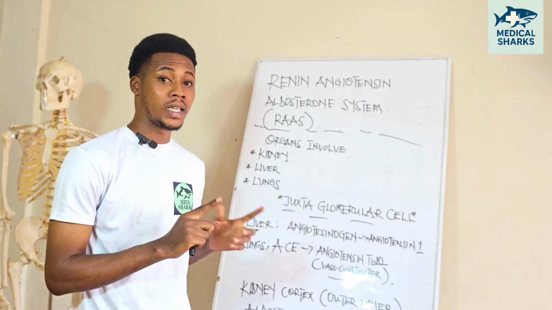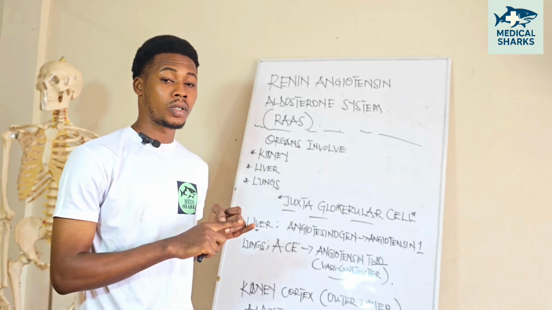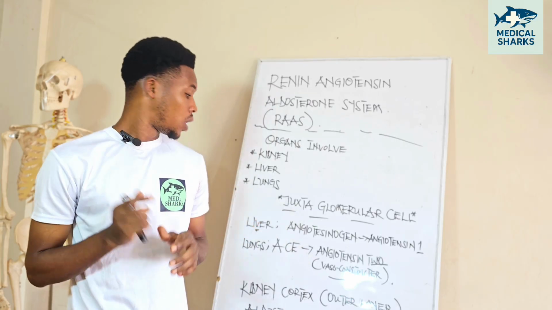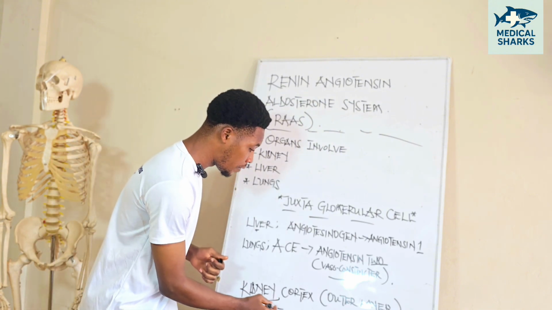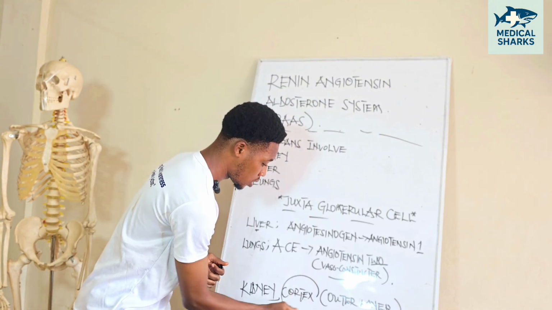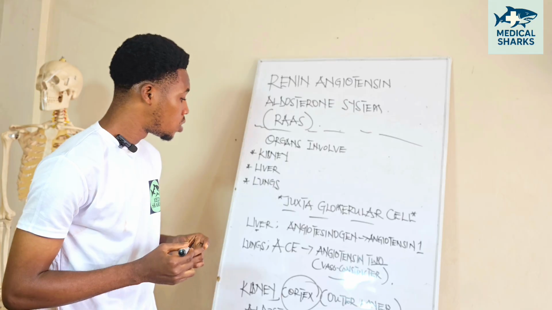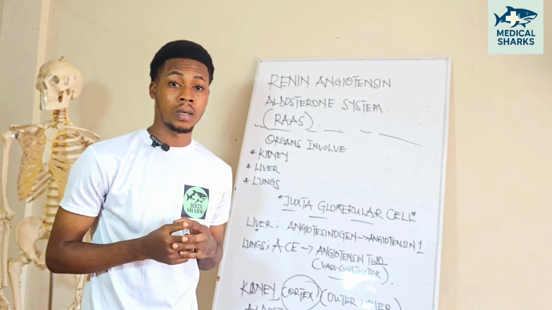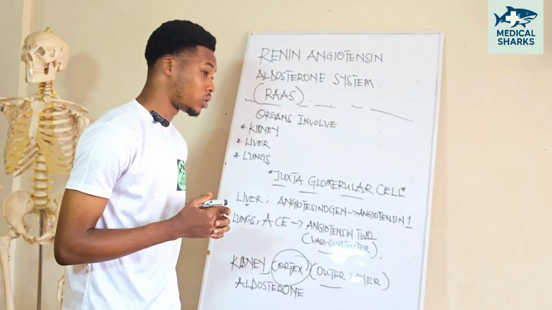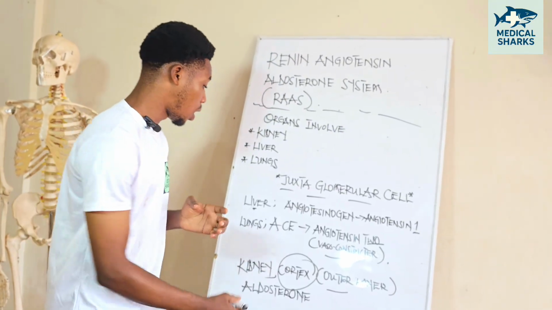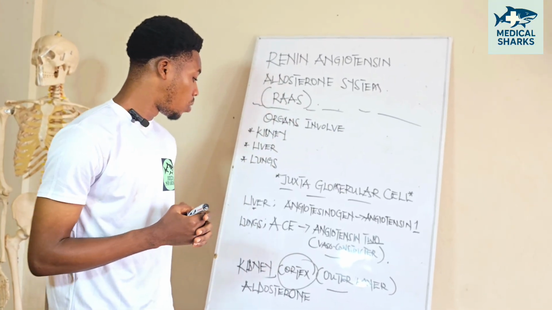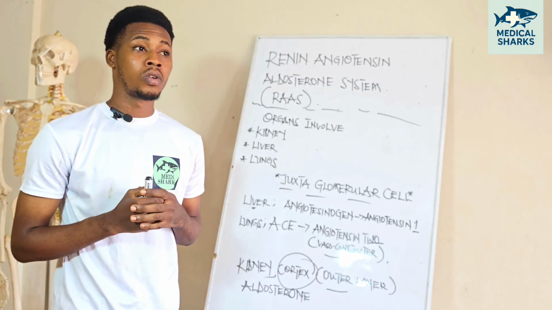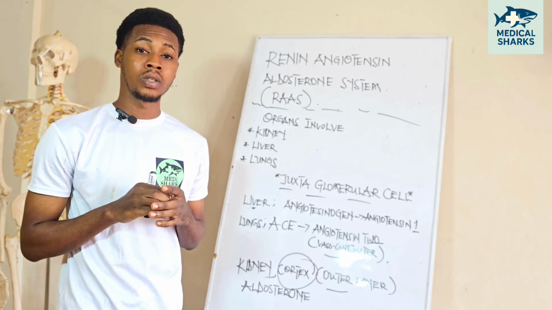Also, it does not end there. The vasoconstrictor, which is angiotensin 2, also works on the kidney. At the kidney level, we have the outer layer known as the cortex, as you can see right here. The cortex contains a hormone known as aldosterone. This hormone signals for enough sodium, so it helps in the retention of sodium.